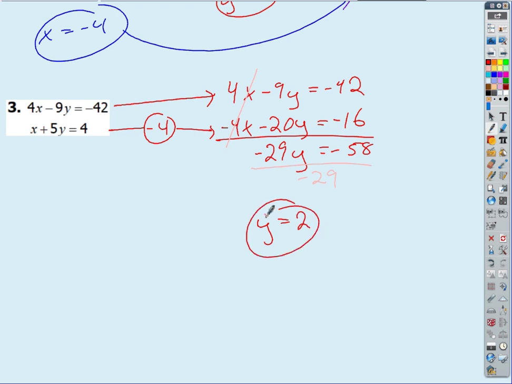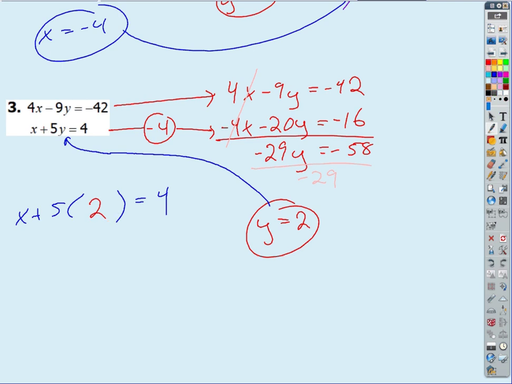Good. The only reason I like this method better is now when I go back to the original system, it's not messy. It's easy to see. It's easier to plug back into the original system. So which equation do we want to plug into? Bottom one. Good. So we'll plug in for that y value. And so I get x plus 5 times the y value we're substituting equals 4. Well, the y value we're substituting is 2.